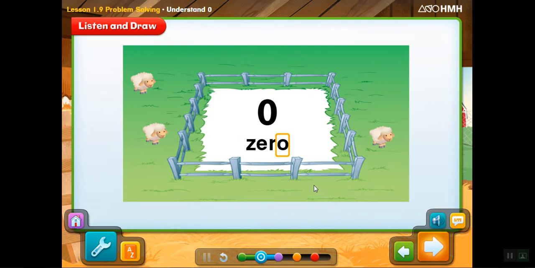Okay, perfect. This is exactly what we're talking about. When we started with 3 sheep in the pen, we had 3 sheep. If we allow them to go take a walk, look at the pen now. There are no sheep in the pen. We use this number 0 right here to show that. And here is our number word for 0, Z-E-R-O. Remember, 0 means nothing. The pen is empty. There are no sheep in the pen.